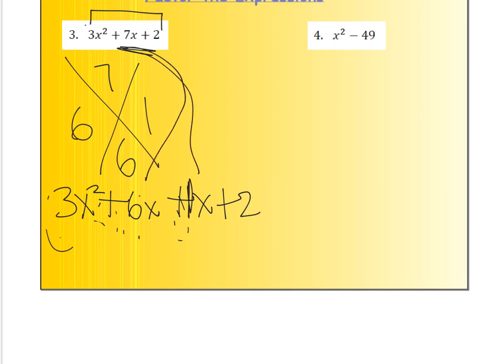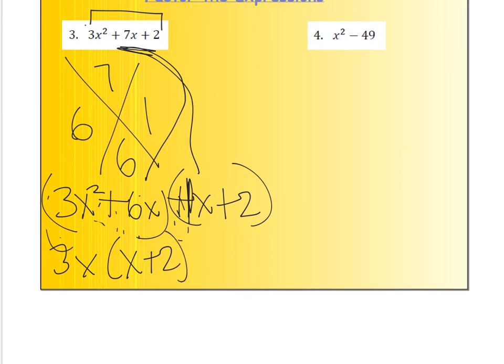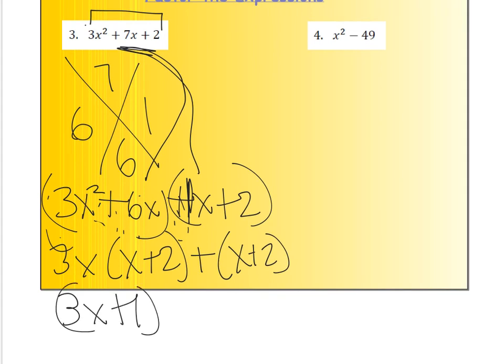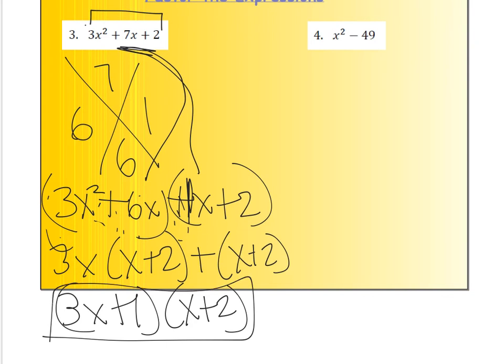So this is like 1x right here. So parenthesis, parenthesis, parenthesis, parenthesis. What's in common? 3x. I'm left with x plus 2. Over here, nothing's in common, so I'm left with just x plus 2. So my factors are going to be 3x plus 1 times x plus 2. There's my answer.